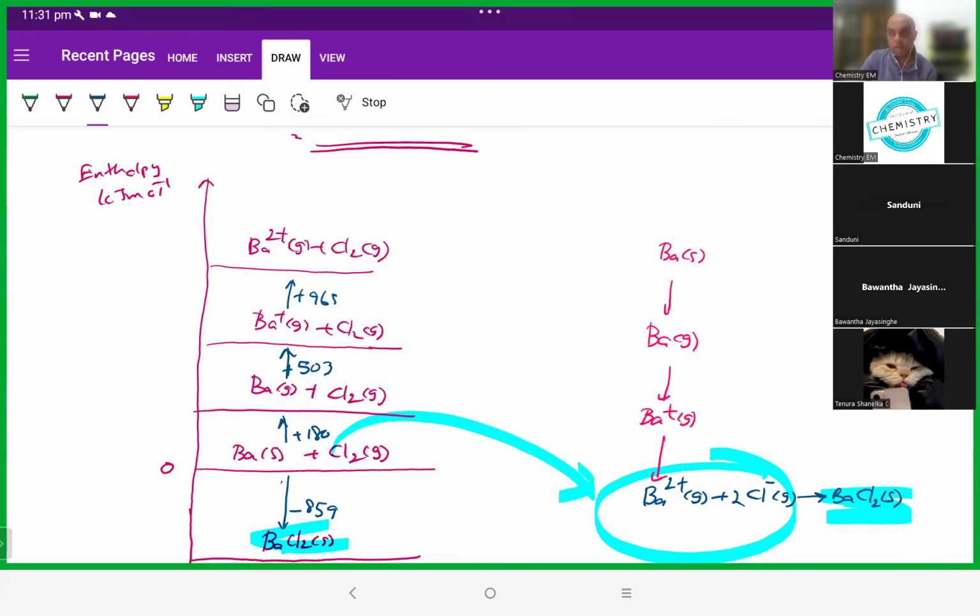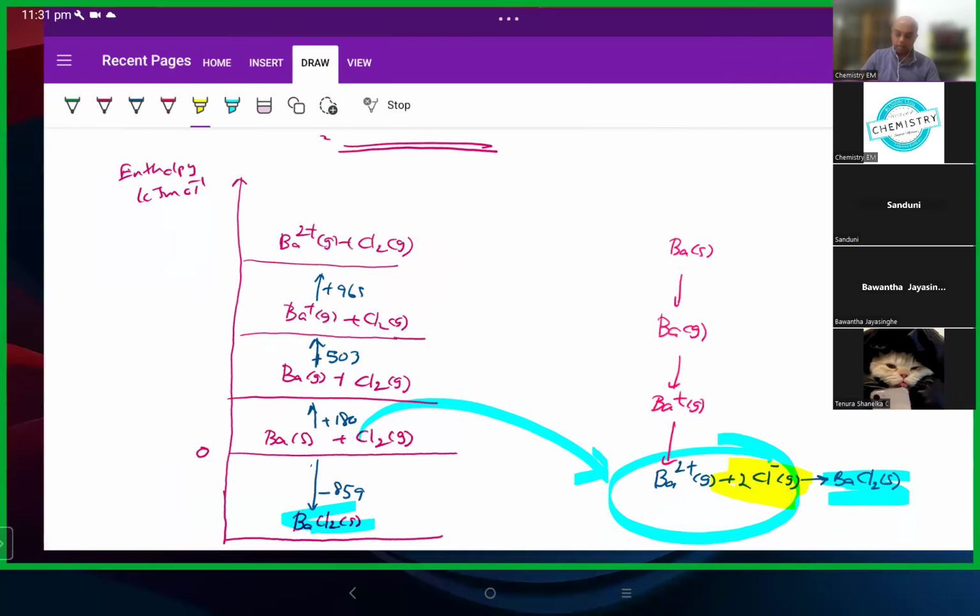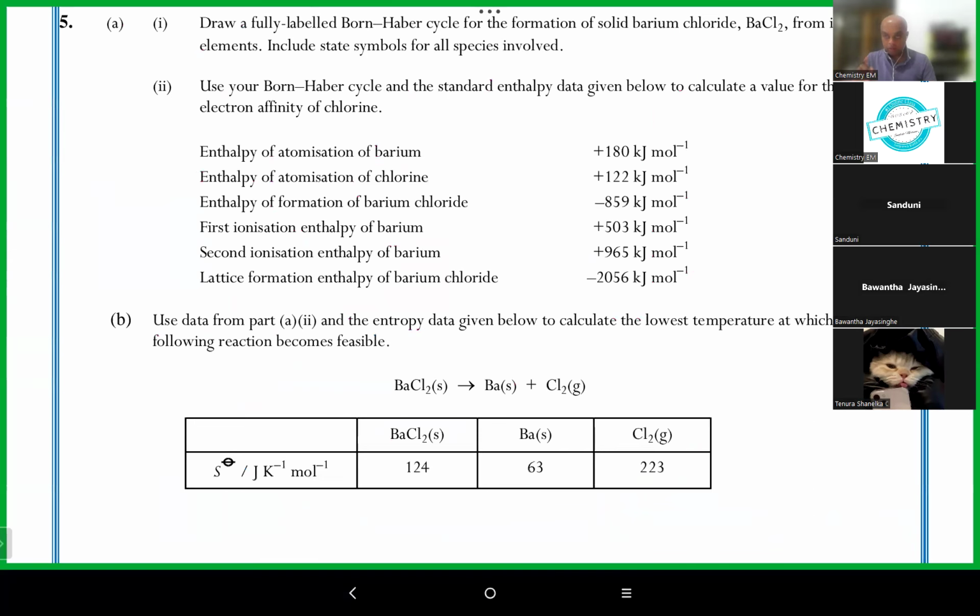Then one Ba2+ and the other level. Then I need Cl2, so 2Cl minus ions, right? I'm talking about this one, the yellow highlighted one. Chlorine can be converted by atomization. It can be atomized, right? Cl2 converts into 2Cl. That is plus one. Then chlorine needs to be converted into Cl minus. That is electron affinity, right?